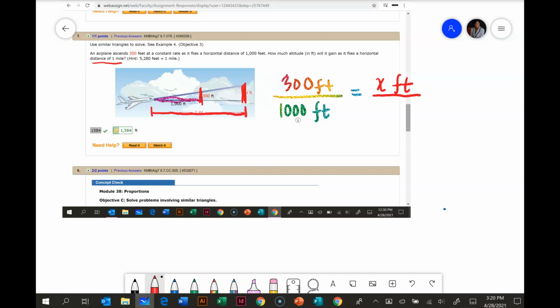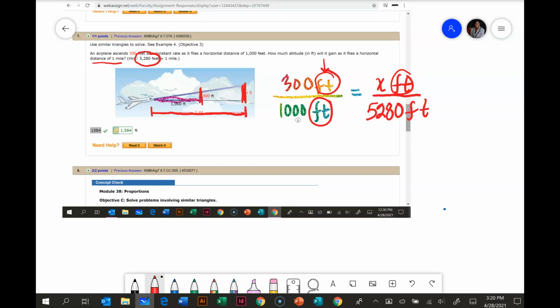Now everything else was in feet. Now it wouldn't make sense to put 1 mile here. It would not make sense. So that's why they gave you the hint that 1 mile equals 5,280 feet. Because everything else, notice, we have in feet, right? So we need to make sure that everything is aligned to feet. All right, and from this point forward, we're solving for x, of course.